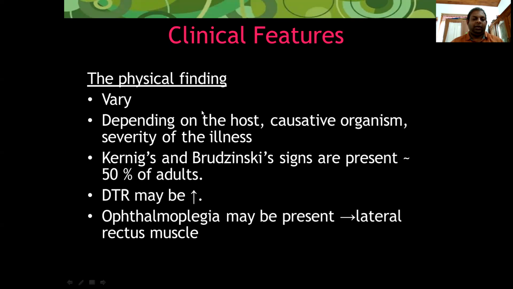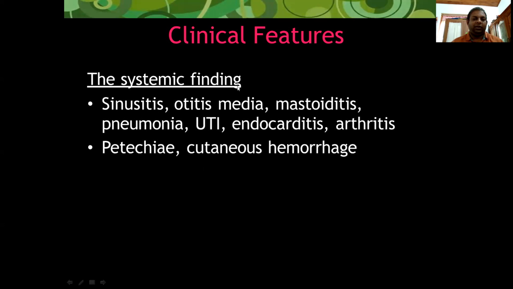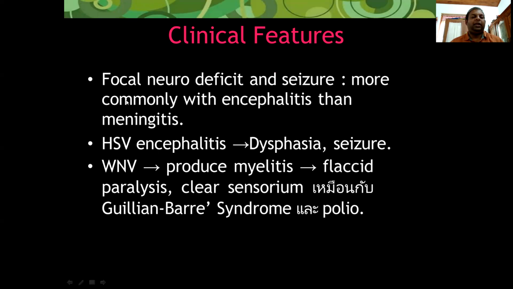Physical findings vary depending on the host and the organism. Kernig's and Brudzinski's signs are present maybe in 50% of adults, not always. Ophthalmoplegia may be present. Likewise, systemic findings, maybe there is a focus of infection, and depending on that we can think, even endocarditis, arthritis, local infection like sinusitis, otitis media, mastoiditis. Likewise, maybe cutaneous hemorrhages, petechiae, or if it is meningococcal meningitis, it's associated with these petechial hemorrhages. Usually focal neurologic deficit and seizure can occur, but they are more common with encephalitis than meningitis.